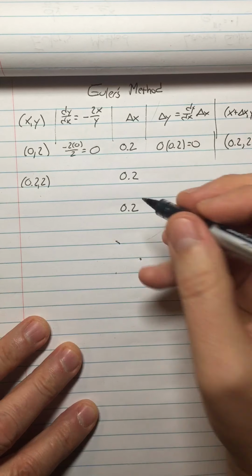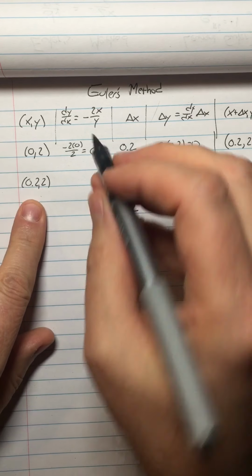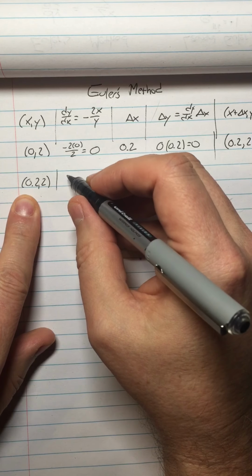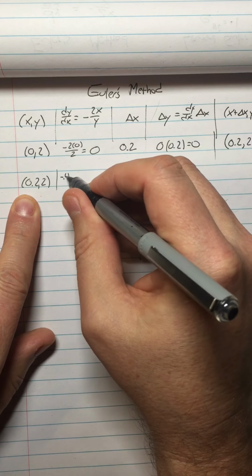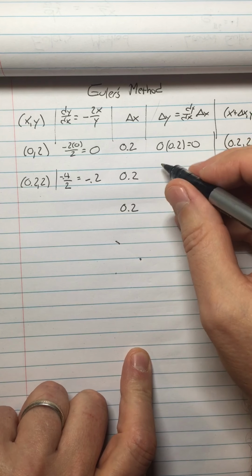All right, and then I just keep doing that. You can see it lends itself really well to a computer. So for this one, I'm going to have negative 2 times 0.2. So that's going to be negative 0.4 over my y coordinate, which is still 2. So I have negative 0.2. My delta x is still 0.2. It's going to be 0.2 for all time.